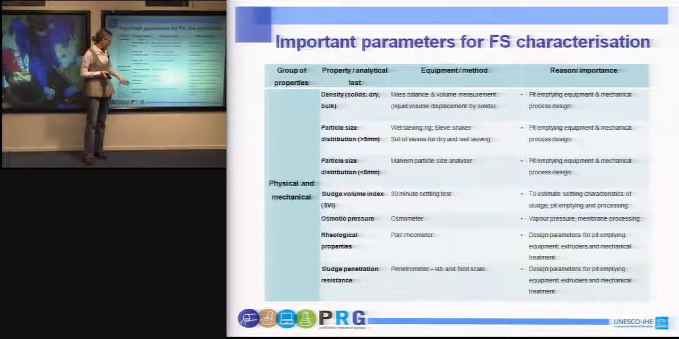If we take, for example, the rheological properties, they give a good estimation of the change of the viscosity with increasing shear rate, which also provides the essential information for design of pit emptying equipment and also mechanical treatment processes.